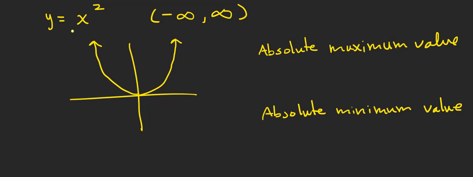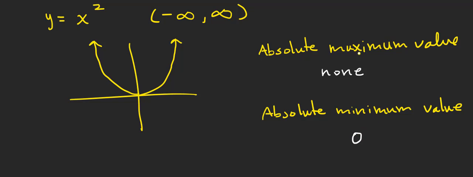Now what if we have y equals x squared and the domain is negative infinity to infinity? This is how the graph of y equals x squared will look like. Now, do we have an absolute maximum value? What is the highest y value? We don't have it because it keeps on increasing. So there is no absolute maximum value when the domain is negative infinity to infinity for y equals x squared. What about the absolute minimum value? What is the lowest y value? It is 0, and it happens when x equals 0. So the absolute minimum value is 0.